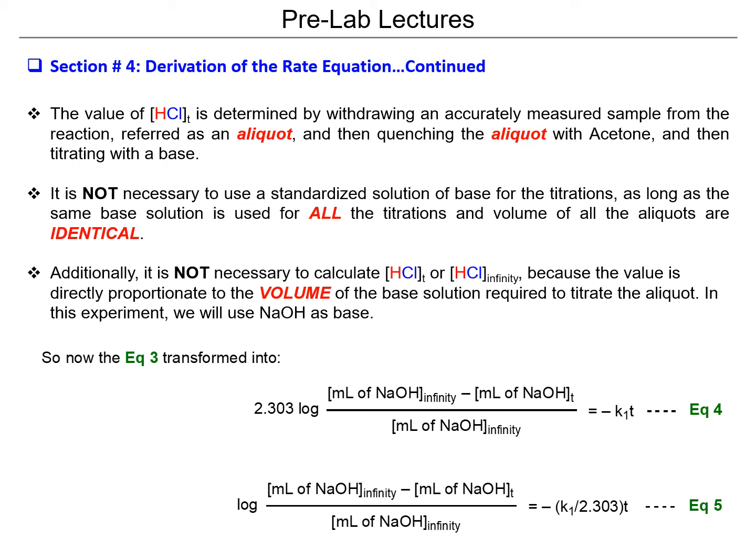Once you do that, you can transform equation 3 to, at the very bottom, the log of your infinity value minus the at-time value of milliliters of sodium hydroxide, divided by the infinity value of sodium hydroxide, which equals your rate constant divided by 2.303 times your time. So we've gone from your initial rate, which was based on terbium chloride, to the volume based on hydrogen chloride produced, and then to milliliters of sodium hydroxide, to get this equation 5.